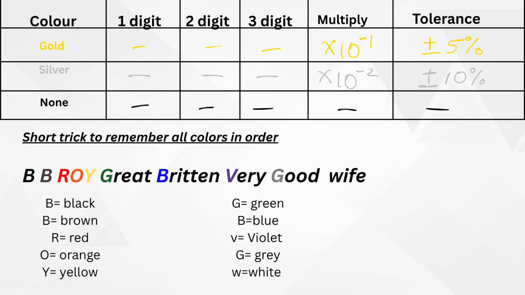Means here B for black, second B for brown, R for red, O for orange, Y for yellow. In Great, the G stands for green. And in Britain, B for blue, V for violet, G for grey, and W for white. So this is one short trick to remember all these colors.